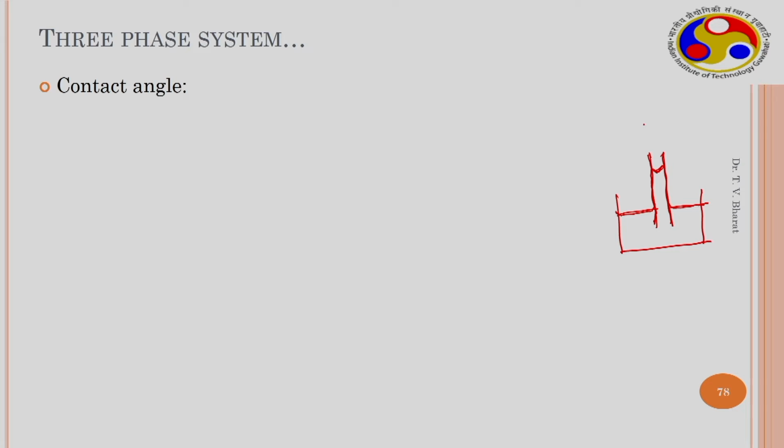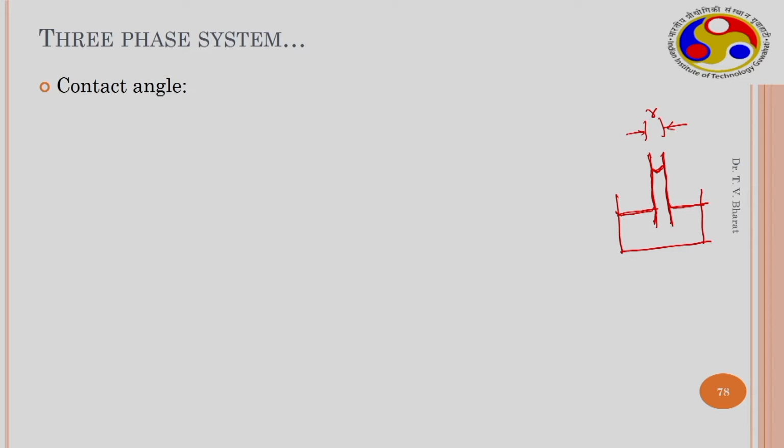So apart from the radius of the capillary tube, the adhesive force between the water molecules and the solid surface wall also plays an important role in governing the capillary rise. Such adhesive forces are quantified using contact angles.